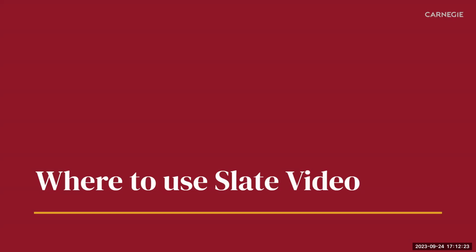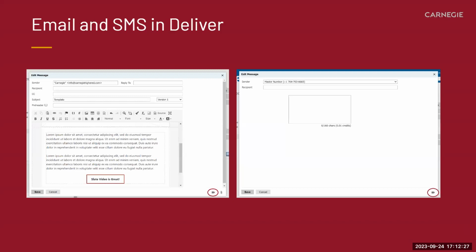Now let's take a look at several ways that you can incorporate Slate Video into your communications. The first and most common way that we see Slate Video utilized is by incorporating it into campaigns that are set up through the Deliver module. You'll see that both text messaging and email messages have the Slate Video icon present in the bottom right corner of the text editor screen. You can incorporate a Slate Video into a one-off or ad hoc communication, as well as drip campaigns that you might already have set up.